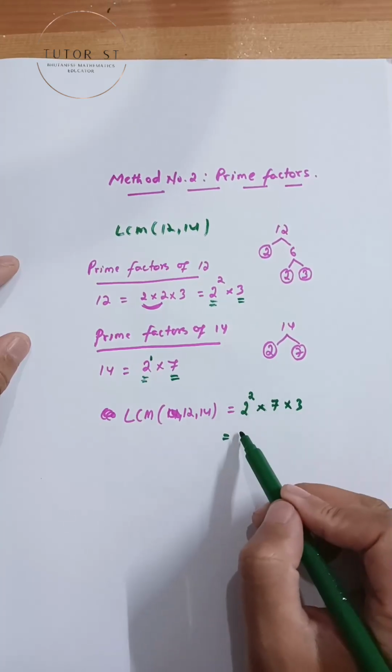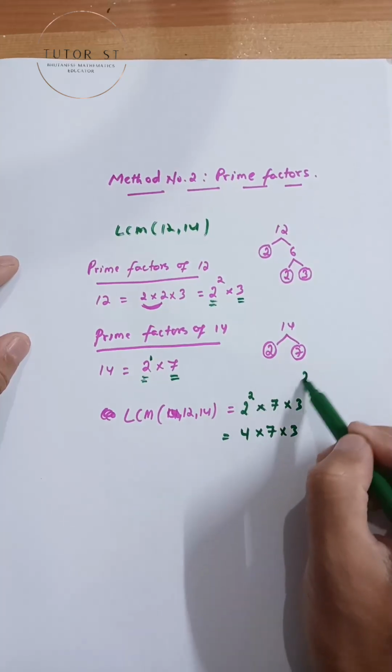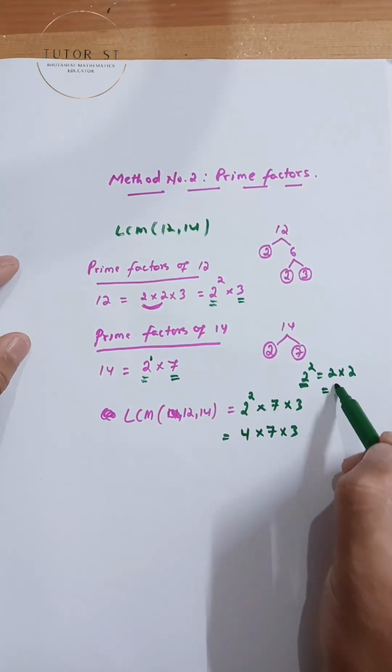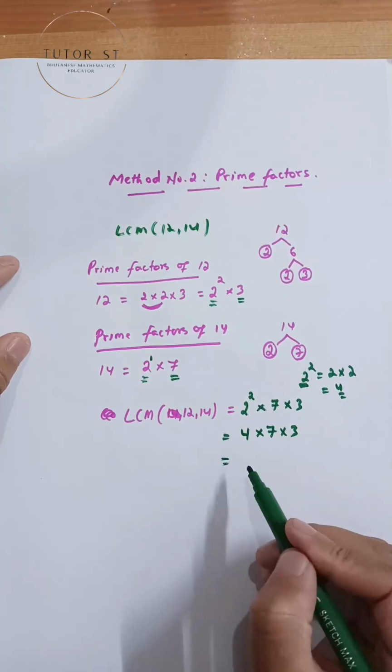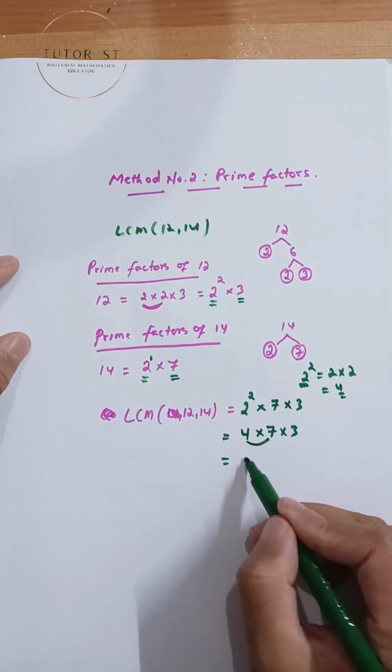So 7 times 3. And what is 2 raised to 2? 2 raised to 2 is 4, so 4 times 7 times 3. Because I know that 2 raised to 2 is 2 times 2, I need to multiply the base twice. So 2 times 2 is 4. What do we get from here now? I'm going to get 4 times 7 is 28.